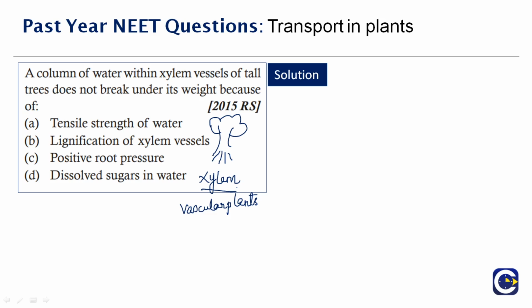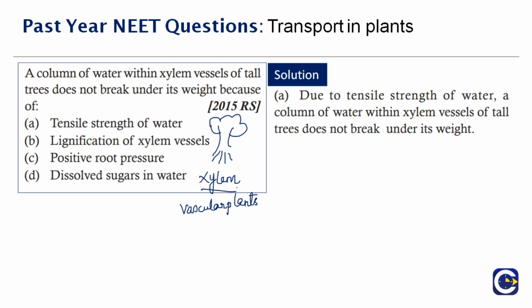So the correct answer to this question is, and before that, xylem is a transport system for water and minerals. Okay, so here a column of water within xylem vessels of tall trees does not break under its weight because of the tensile strength of water. So I told you what is tensile. It is the ability or the capability to withstand the pressure or the weight. Therefore, the correct answer to this question is option A.